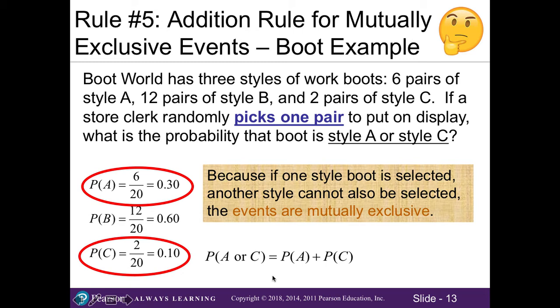So we'll add up those probabilities, and it gives us a 0.4 chance of pulling either style A or style C. Now, even though I'm talking in decimals, we can always convert this into percents. So 0.4 is the same as saying 40% chance of pulling style A or style C.